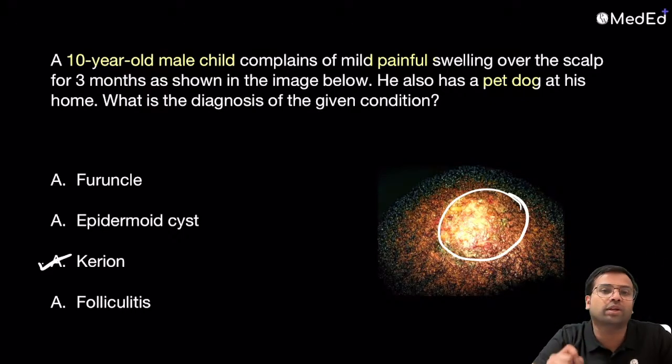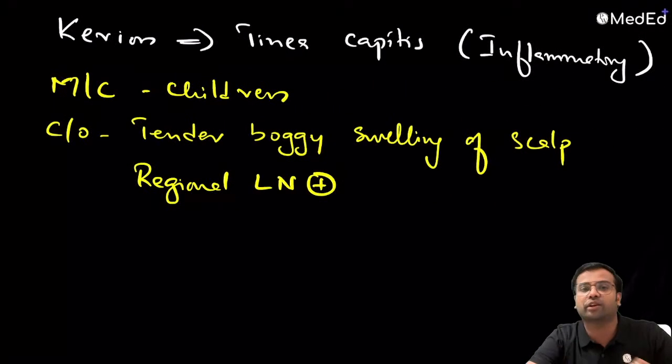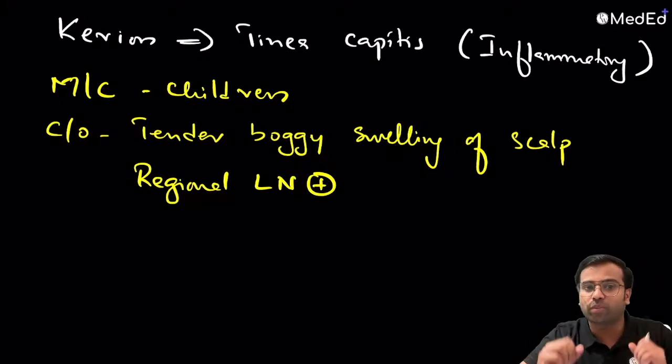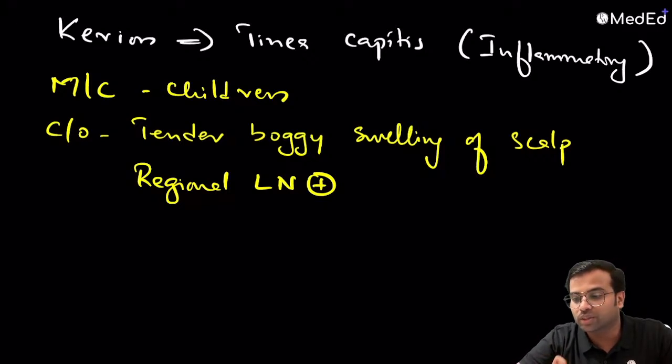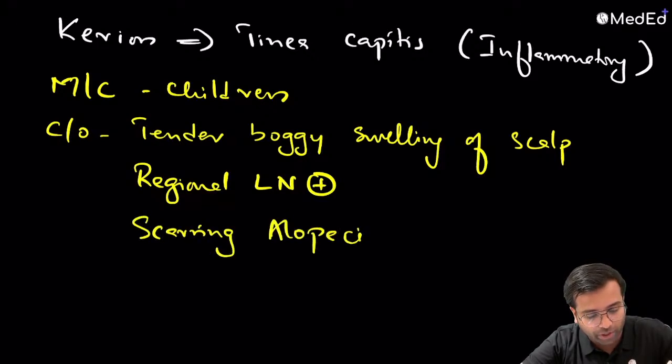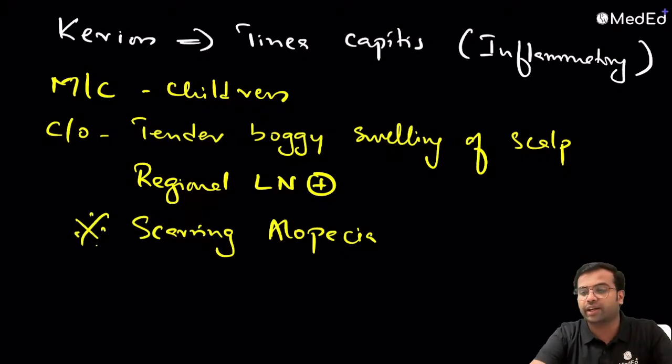What is the problem associated with this kind of patchy alopecia, which is seen in kerion? Any guess in the chat box? What is the problem with the kind of alopecia that you see in kerion? So this will actually lead to scarring alopecia. Very important point when it comes to kerion, that this is going to lead to scarring alopecia.